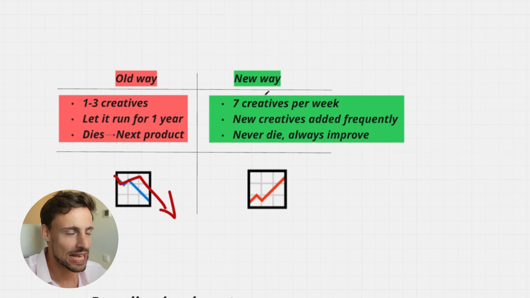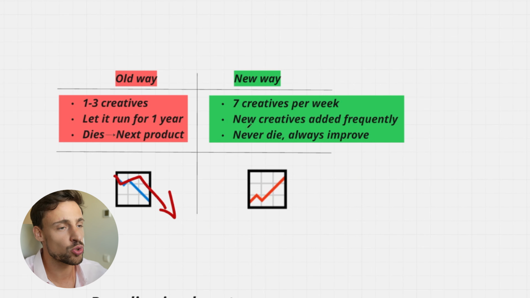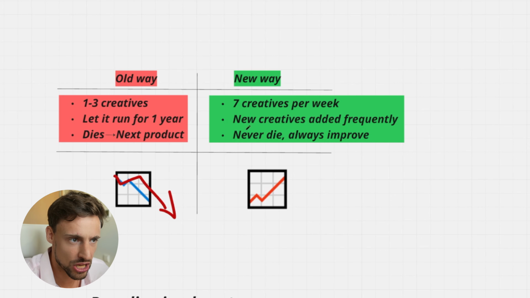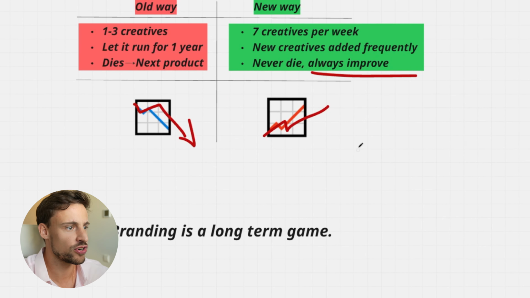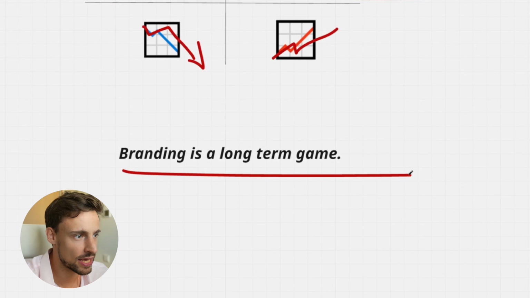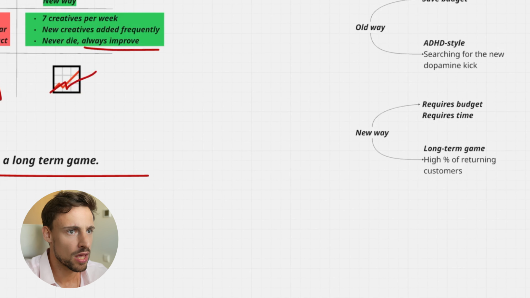But the new way is to consistently make creatives. For example, 1 per day, 7 creatives per week. New creatives that you add frequently in order to replace those that haven't performed, those that haven't spent, because Meta or TikTok will think this creative doesn't have enough potential. So we replace it, and your brand never dies. It always improves, which means you can scale and scale over time. Because yes, branding is a long-term game.